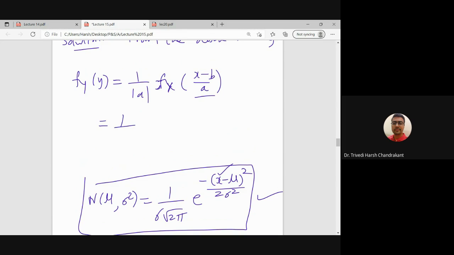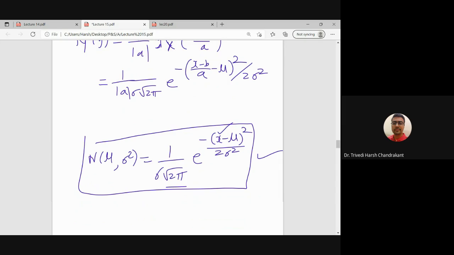So we have 1 upon modulus a times sigma root 2 pi times e power minus, instead of x we have x minus b by a minus mu square divided by 2 sigma square. Let me write this in brackets so that we can remember also.